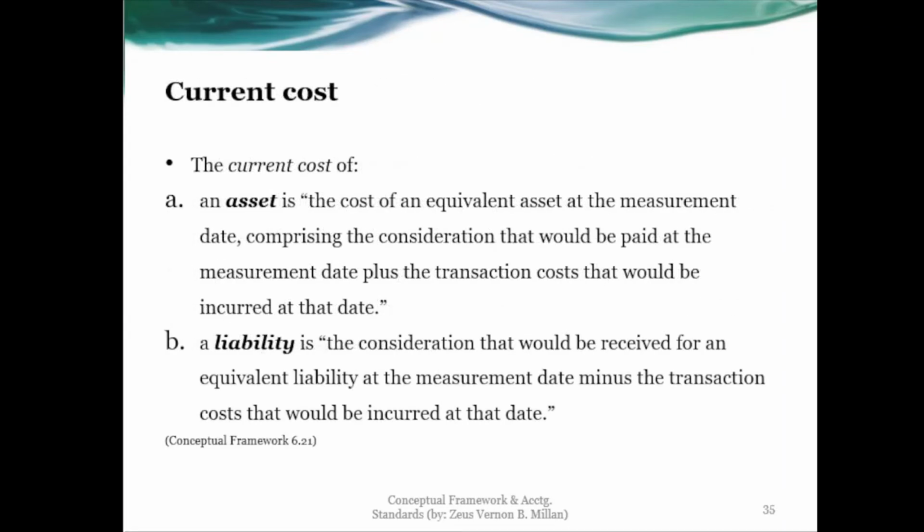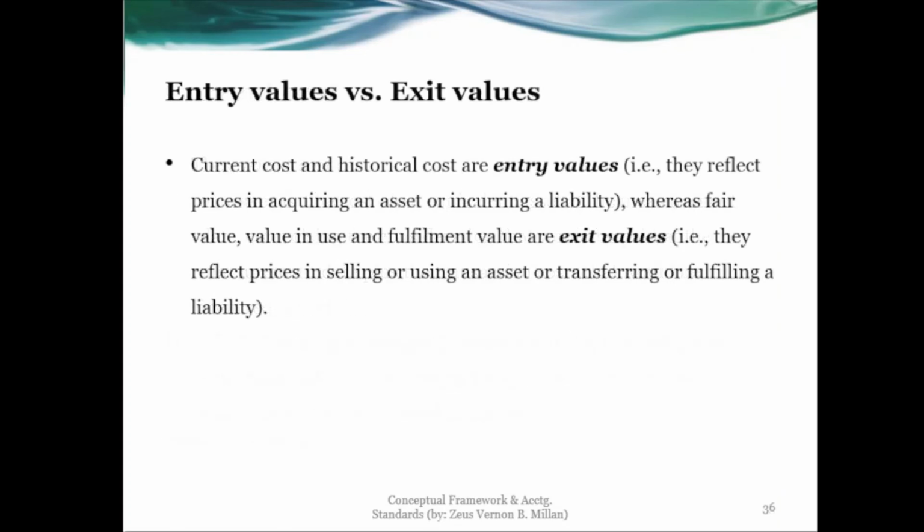Next is current cost. The current cost of an asset is the cost of an equivalent asset at the measurement date, comprising the consideration that would be paid at the measurement date plus the transaction cost that would be incurred at that date. Now, the current cost of a liability refers to the consideration that would be received for an equivalent liability at the measurement date minus the transaction cost that would be incurred at that date. So, that is what you mean by current cost.